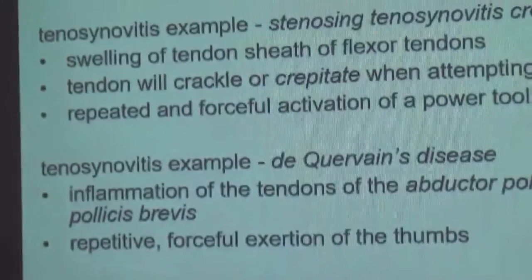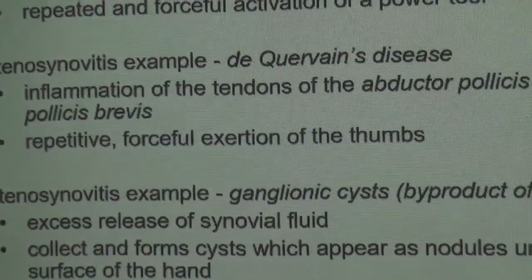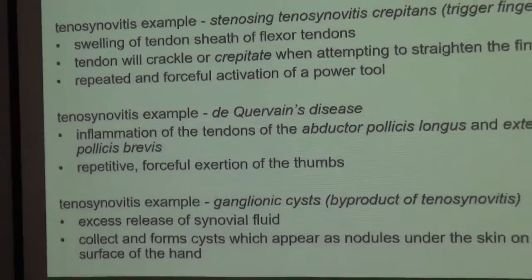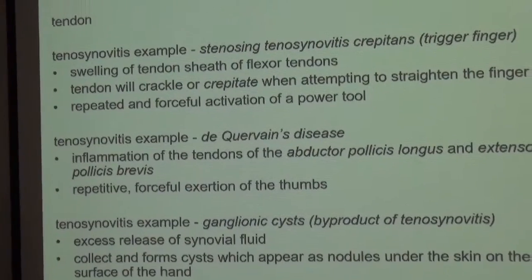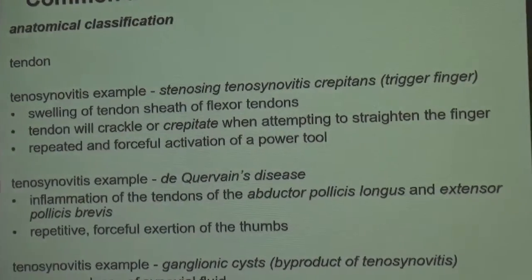Now, the tenosynovitis, these are a couple of examples. And some of these I just picked because I love the names. Stenosing tenosynovitis crepitans. Okay, crepitans, when something crepitates, that's actually, believe it or not, an English word. Right? To crepitate. Anybody know what it means?